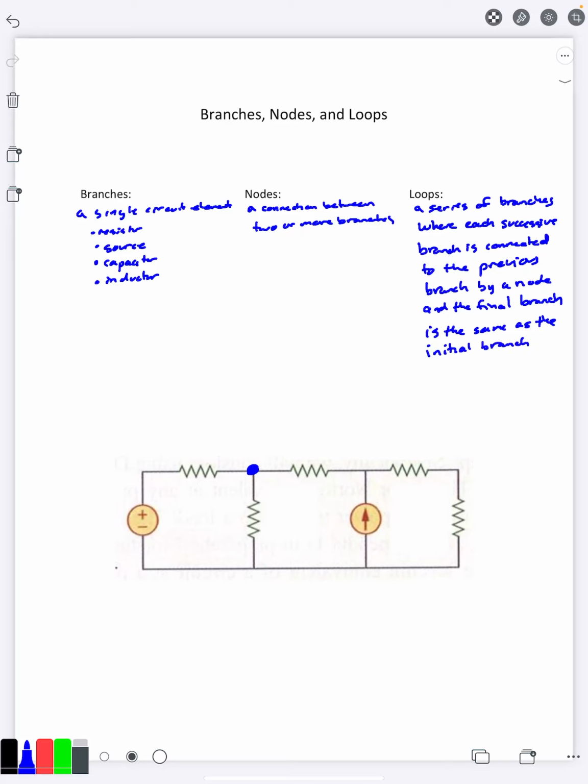So if I take a look down here on this circuit, let's see if I can identify all of the different components. I'll go ahead and use red here. So this right here, that is a branch. This right here is a branch. This, and this. And so you see I have 1, 2, 3, 4, 5, 6, 7. There are going to be 7 branches here.